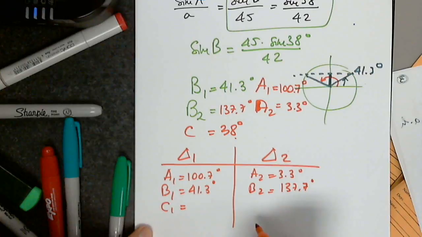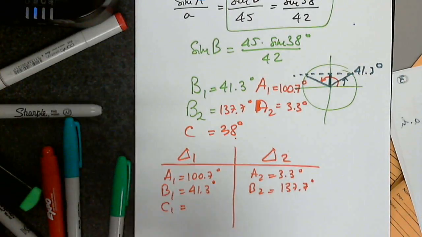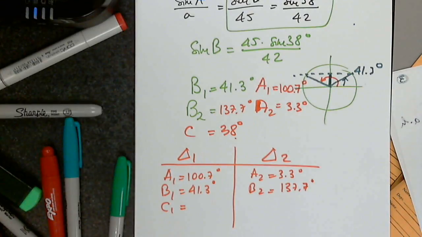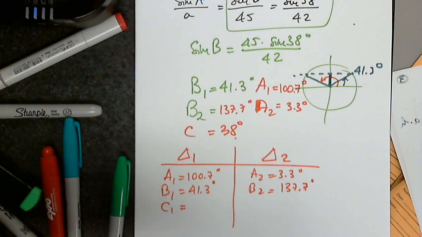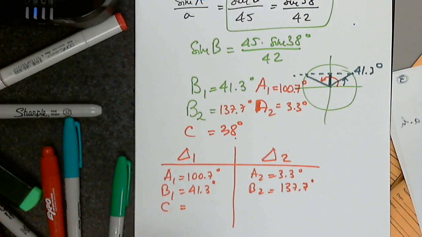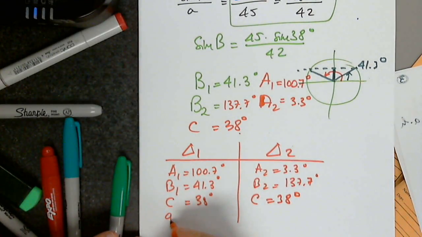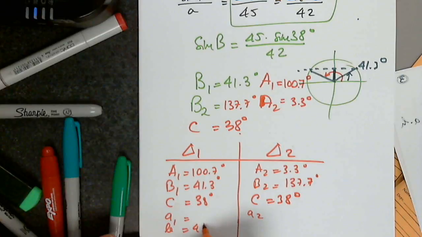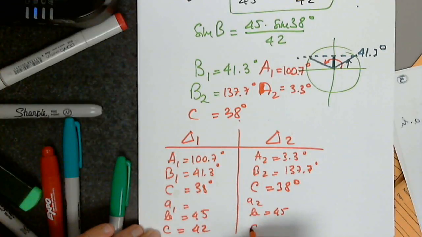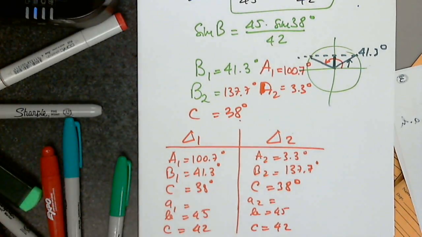C1. No, I don't want to write 1 because it's only one C. Sorry about that. So it's C in both. C equals 38 degrees in both. I will have an A1. I will have an A2. But I do have a B, which is both the same. B is 45 in both. And a lowercase c, which is 42 in both. So the only other thing that I have to determine is side A and side B.